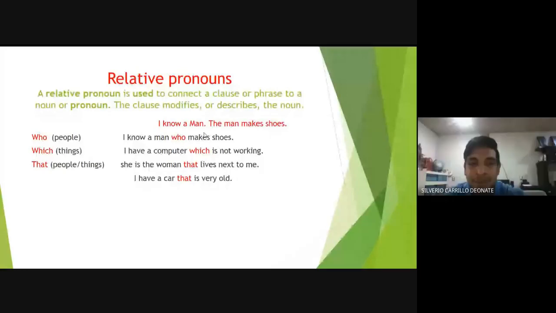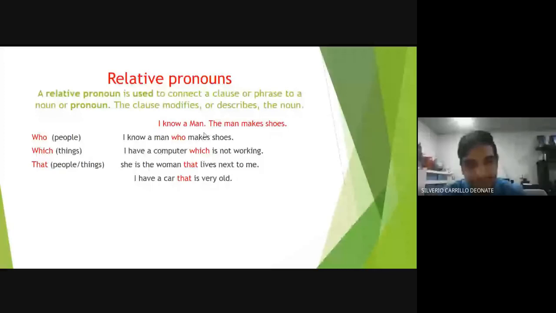And then we go with that. Vamos con that. She is the woman. That's the first part. And then we need to say, the woman lives next to me. Ella es la mujer. Then we say, the woman lives next to me. La mujer vive junto a mí. In order to avoid repetition again, she is the woman that lives next to me.